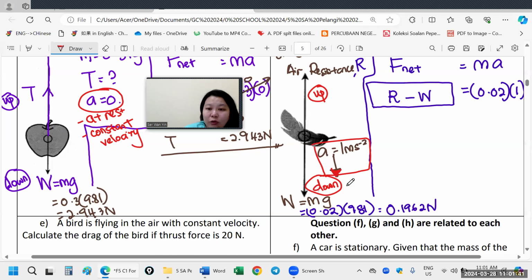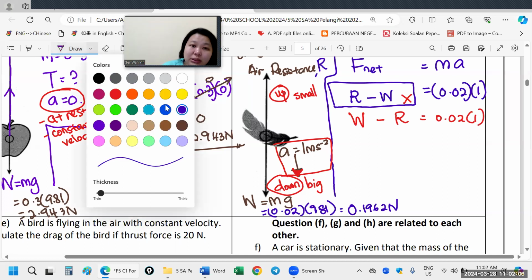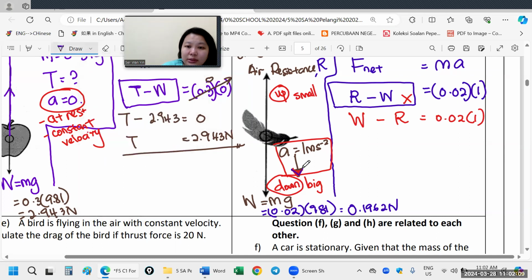So that means down actually, now the down one is the bigger one, the up one is the smaller one. So actually we should do this. We follow the direction of acceleration, so weight minus the resistance equals 0.02 times 1. Get it? Because the feather moved downwards. So now the down one is bigger than the up one. So we say W is bigger than R, resistance. Yes, so now we do W minus R.